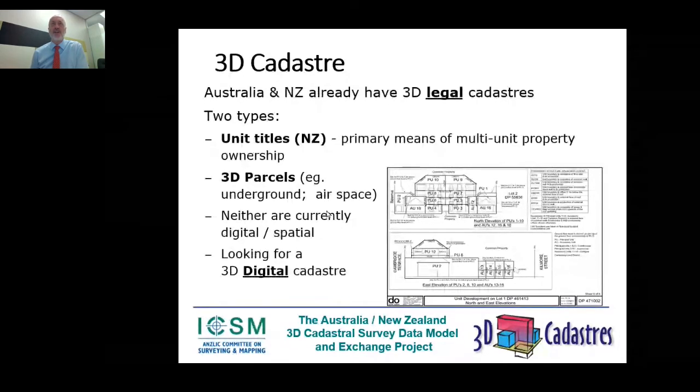In New Zealand, we call it the unit title. So these are related to buildings, like apartment blocks. The building I'm in is a unit title. So each floor is owned by a different person, and there may be units within it that are owned by different people, as you can see in that diagram.